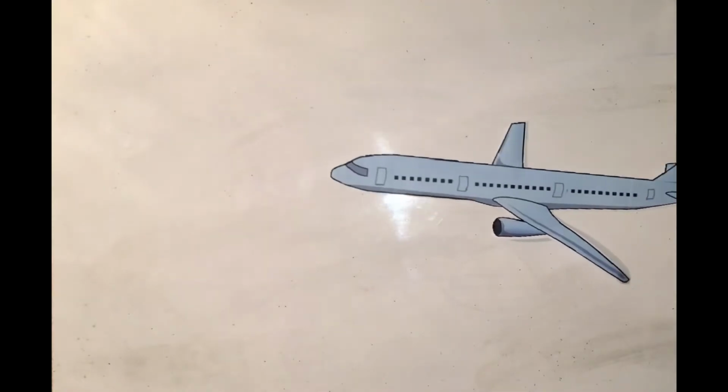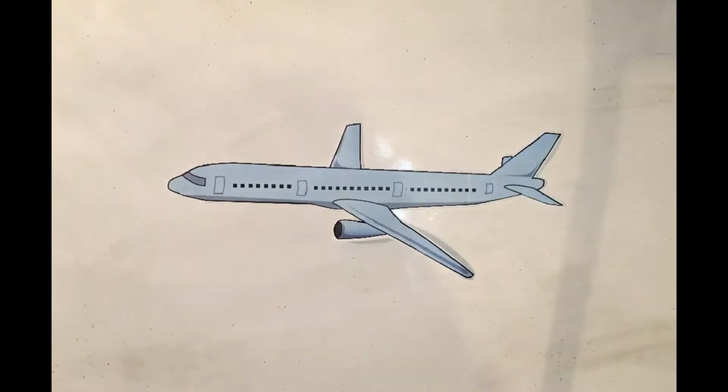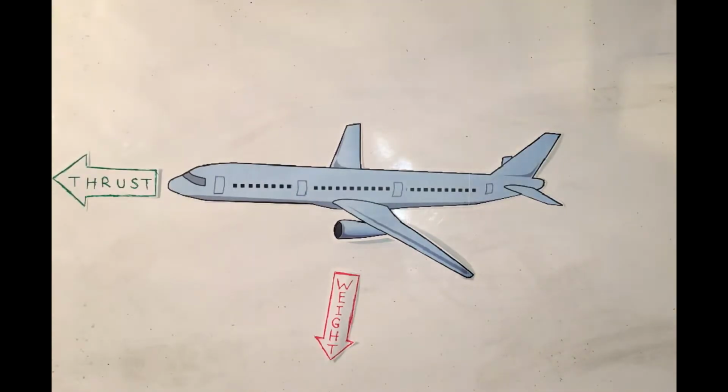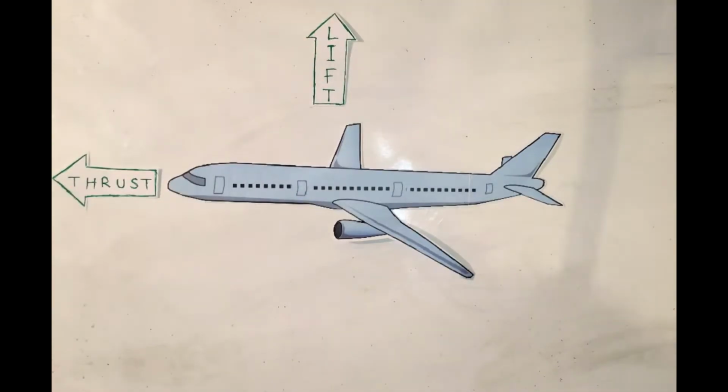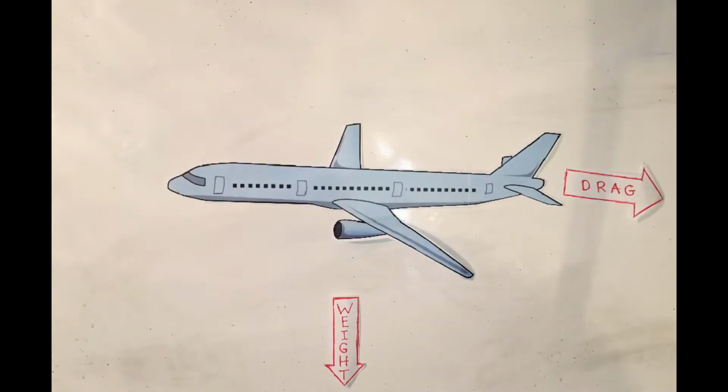What is the physics behind flight? There are four forces acting on all aircraft in straight and level unaccelerated flight: thrust, weight, drag, and lift. Thrust and lift assist flight, while drag and weight oppose it.